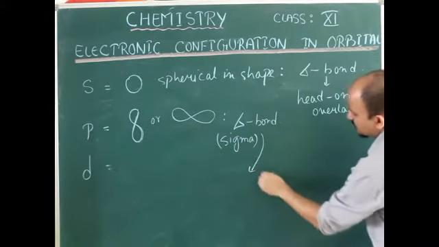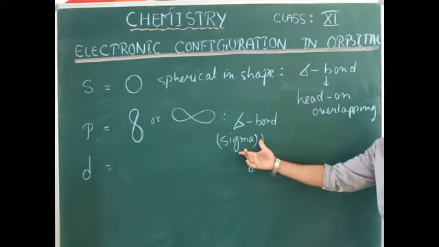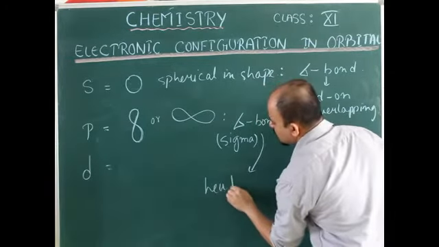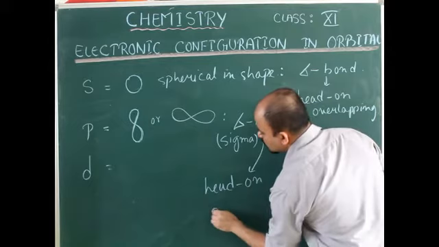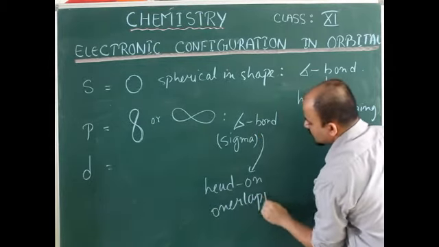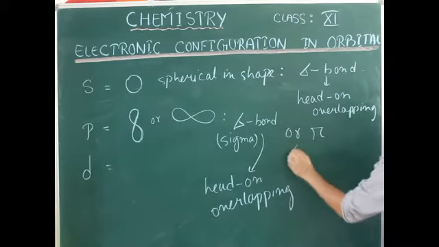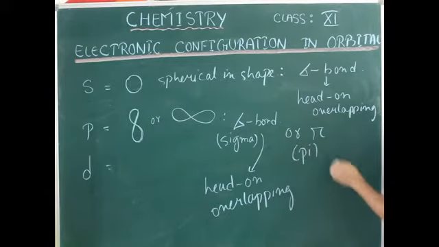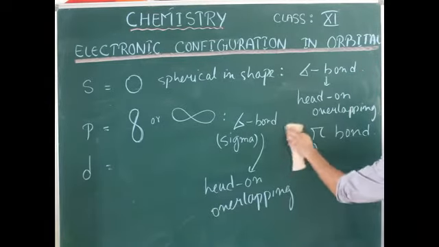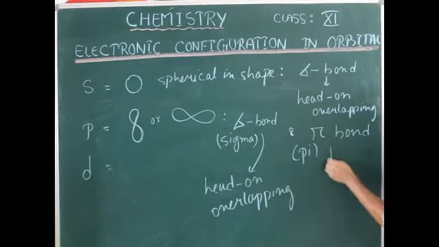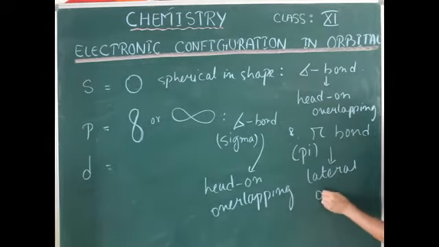Now, as you know, a sigma bond is formed when there is a head-on overlap. Therefore, for this sigma bond to be formed, there has to be head-on overlapping. And as I told you, the p orbital can form a pi bond as well. This is pi, and you can write pi bond inside the bracket. It can form both sigma as well as pi bond. When is the pi bond formed? Whenever there is lateral overlapping.